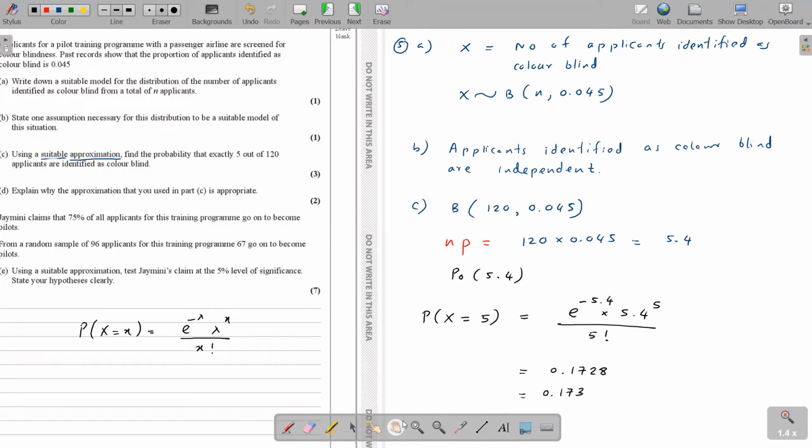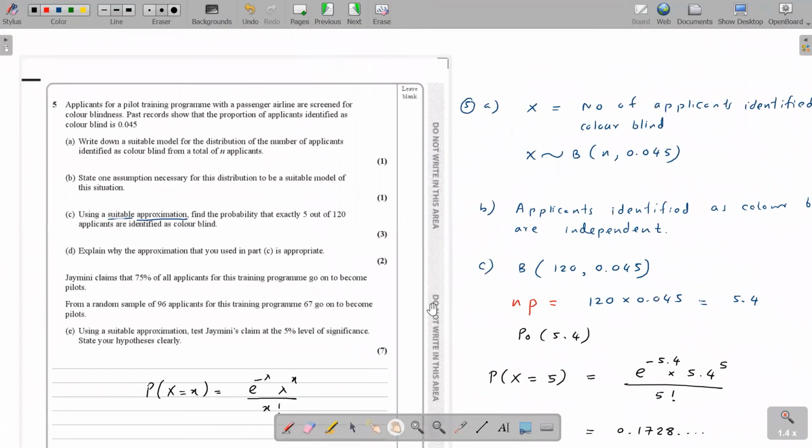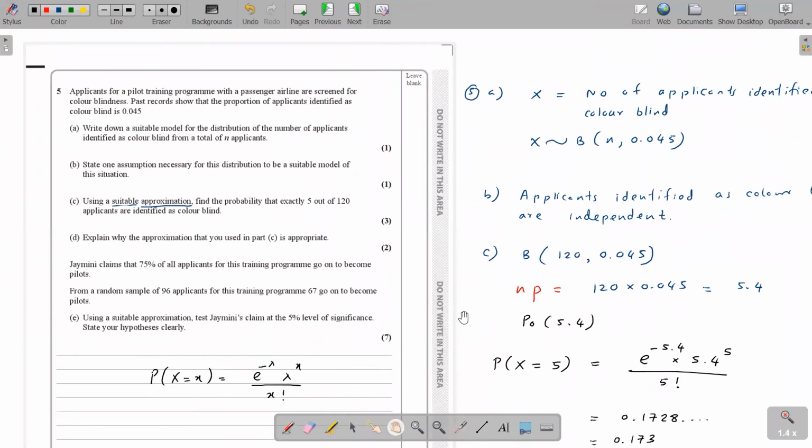Good. There are more decimals coming here, 0.1728 and more. So to 3 significant figures it is 0.173. You can leave your answer like that. So we are done with this part.